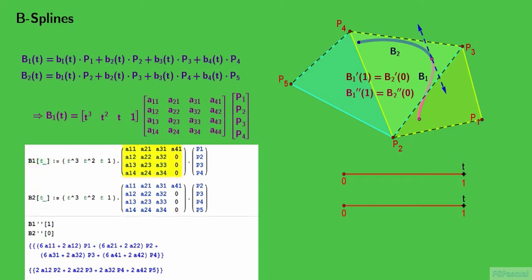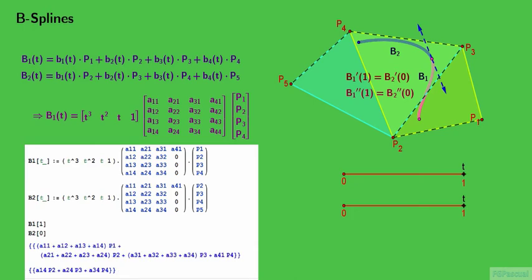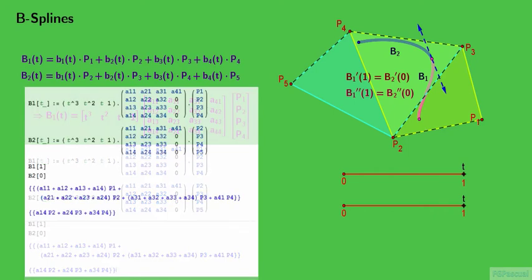Looking at the matrix, we now have just 13 unknowns, and so we need 13 equations in order to be able to solve for these unknowns. First, we go back to the continuity equation using the new improved versions of our matrix. Continuity means B1 of 1 equals B2 of 0. Evaluating, and then equating, we find some of the equations by matching point by point.